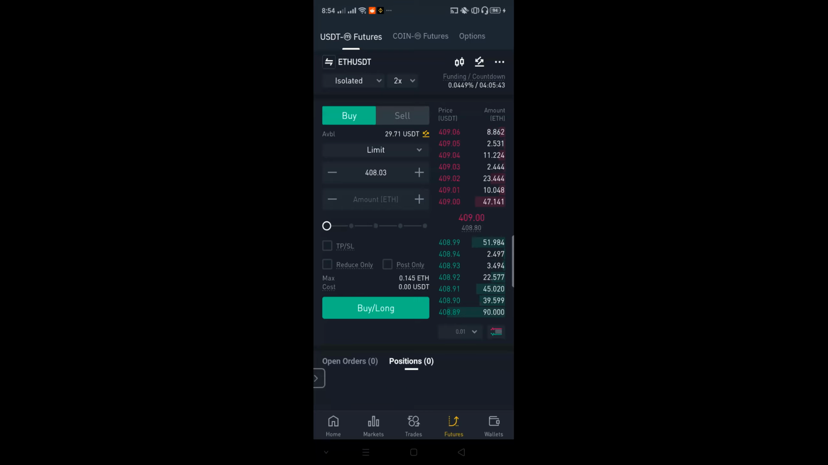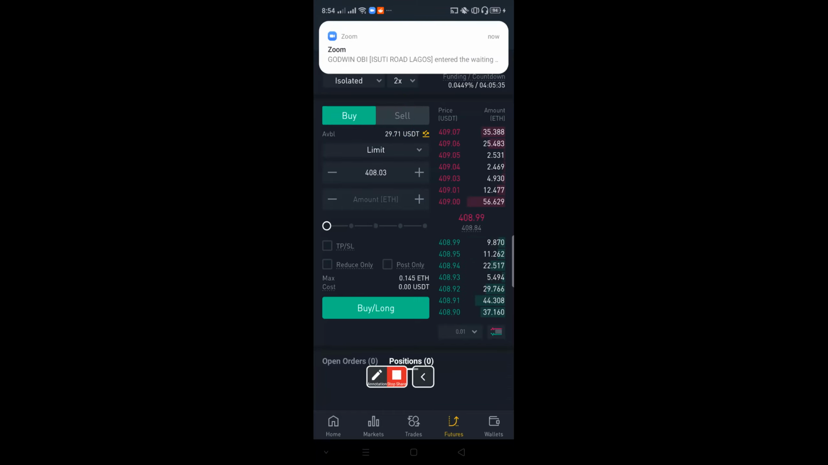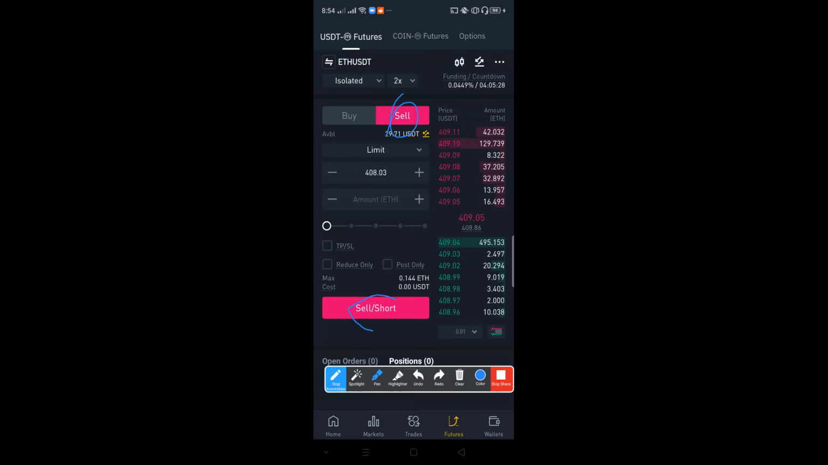The sell in futures that we have is for you to short the market. You can see that this sell is to short the market. See, under it says sell short. You want to predict, at the price you are at, that the market is actually going down. Then once you do that, you are going to be in profit if it moves in your direction.